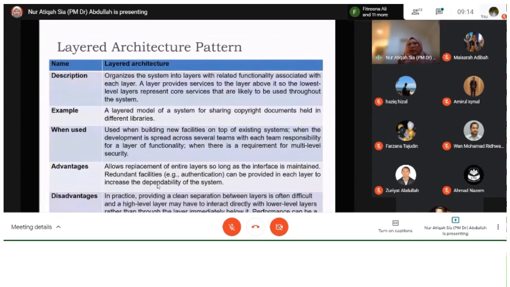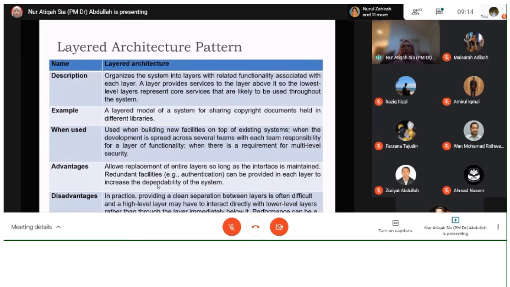So let's have a look at the description of it. You organize the system into layers, with the related functionality in each layer. For example, the user interface layer, which contains the user interface. Then the application layer, then the business logic layer, the database layer, the operating system layer and so on.